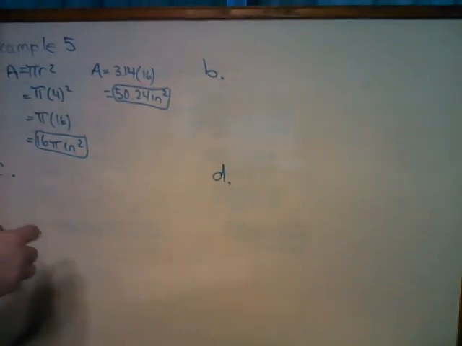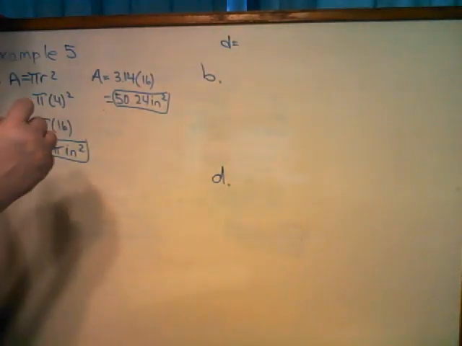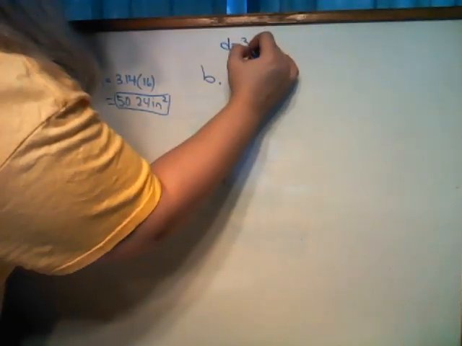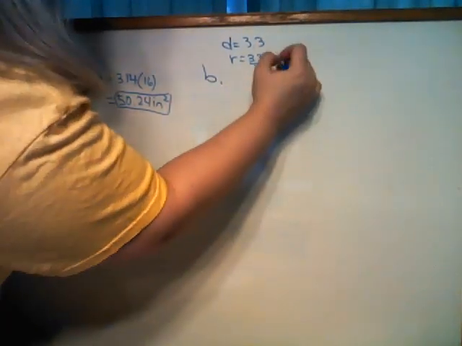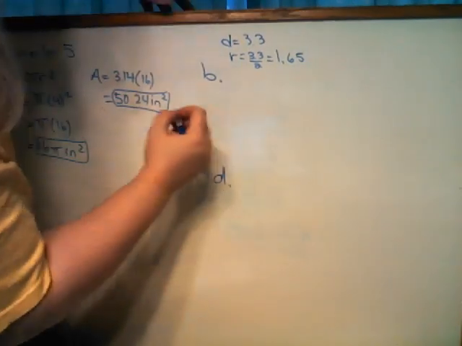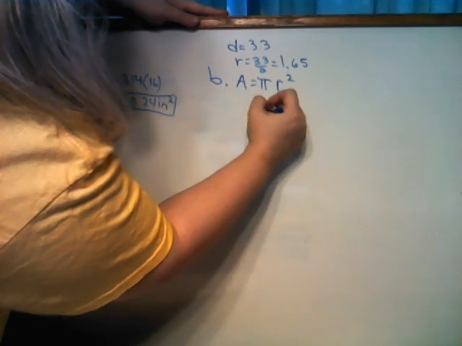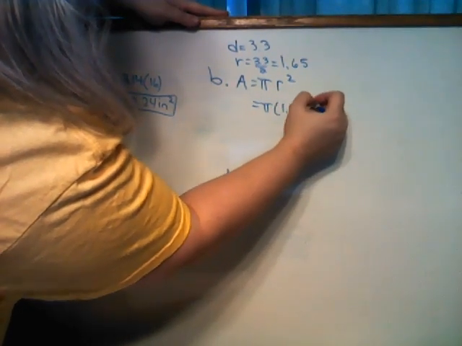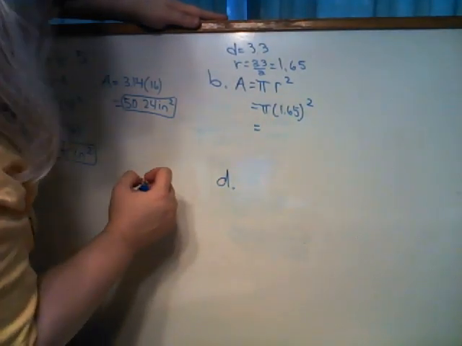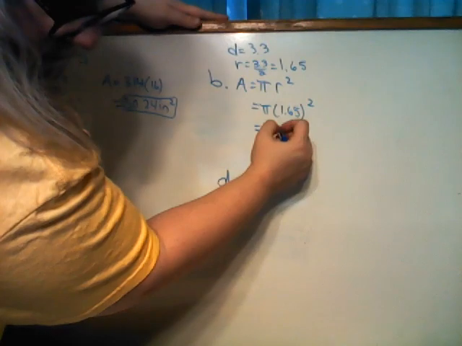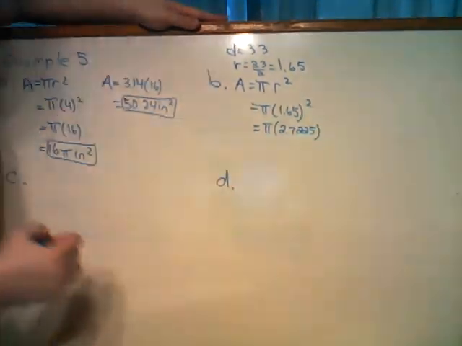Okay, so part B, this is different. We're given a diameter. So since the formula is pi r squared, you need radius. So I'm going to take 3.3, and I'm going to cut that in half, and that's going to lead me to 1.65, which is what I'm going to use. So my in terms of pi answer is going to be pi times 1.65, but I'm going to square that. So you're going to get a terminating decimal, but it does have a few digits, so 2.7225.